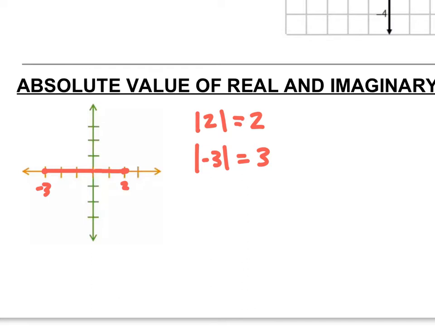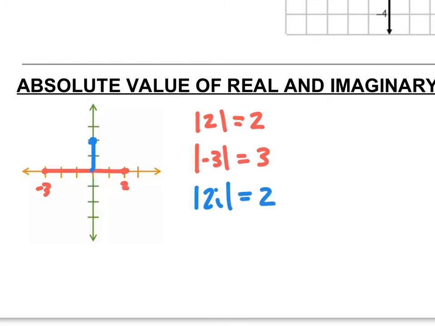So imaginary numbers work the same way. Let's say we wanted to find the absolute value of 2i. And 2i would be the point up here, and we're just talking about units. How far away is 2i from 0, the origin? That's 2 units away.